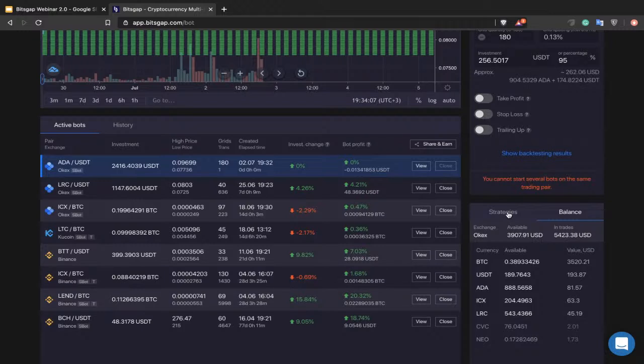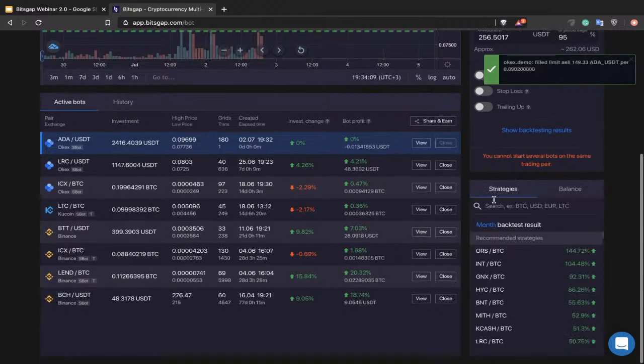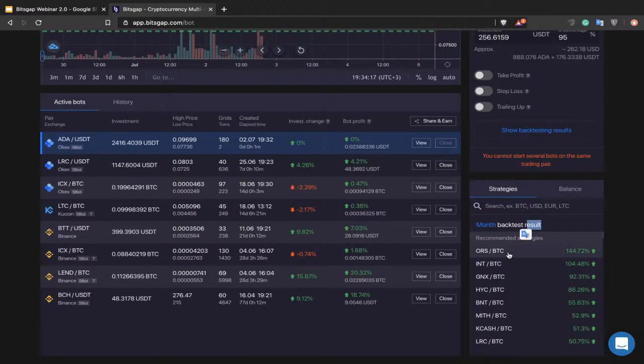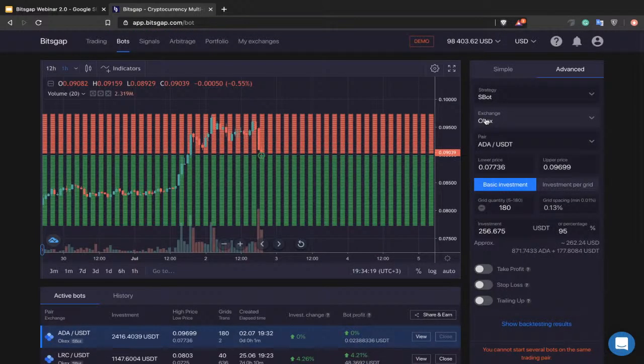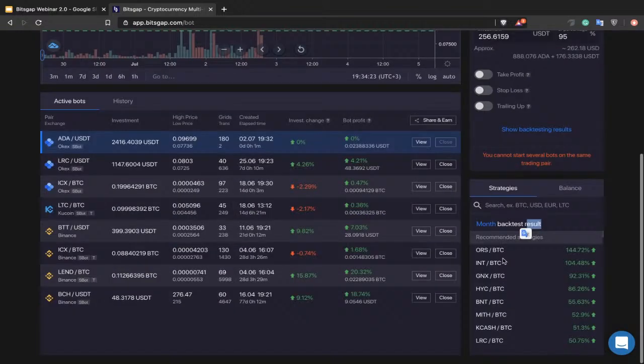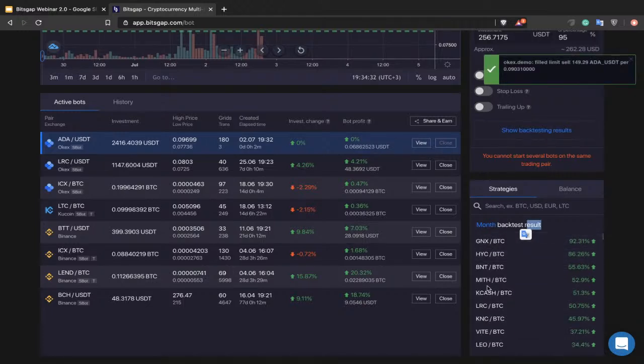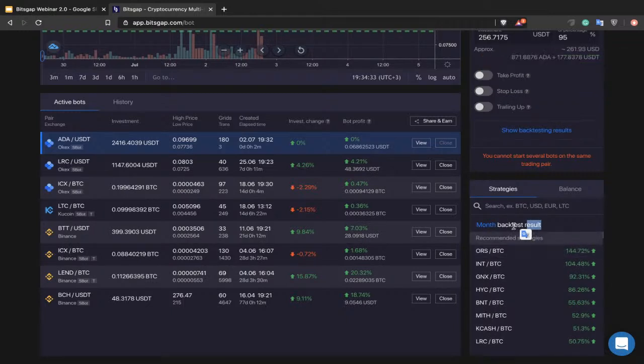And you see here on the right panel I have strategies. So these are recommended strategies based on monthly performance. So you see that at OKEX I have in the list of my top recommendations ORC, trading to BTC, INT, GNX, and some other cryptocurrencies which are based on the backtest results, which simply stands for the historic results.